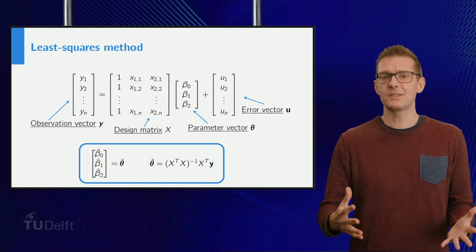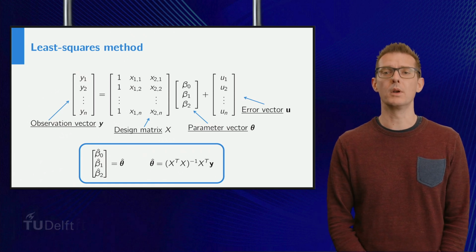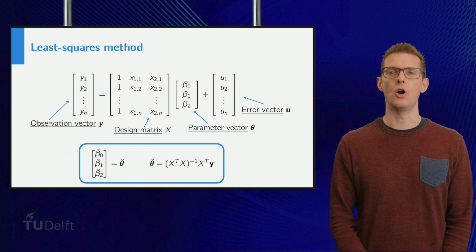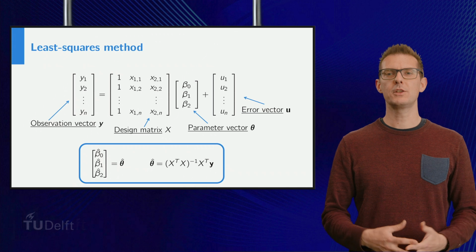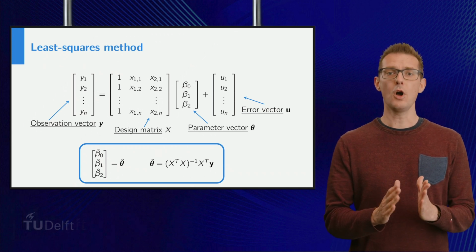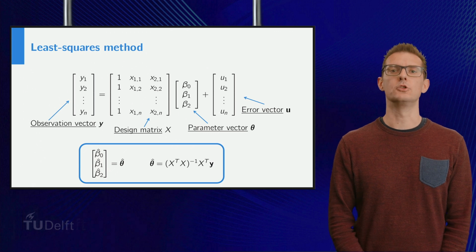Okay, now that we have estimates for beta 0, beta 1 and beta 2, the next question is whether these estimates are unbiased. An estimator is unbiased if on average it equals the true value of the parameter we're trying to estimate.